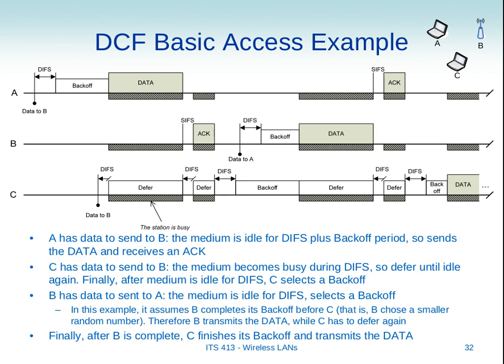So it interrupts the process from C's perspective. We say that C defers until the medium becomes idle again. So we say the medium is busy, so it's deferring, waiting for it to become idle. It becomes idle again because A has stopped transmitting, B is waiting for the short interframe space. So now C starts the procedure again. We need the medium to be idle for DIFS.